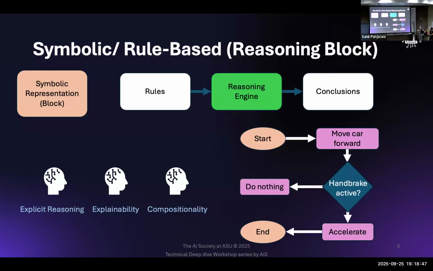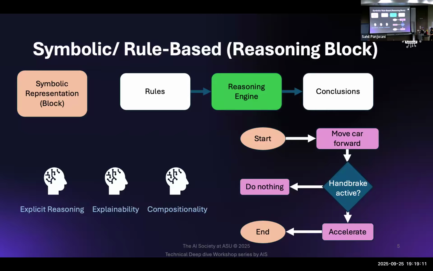So if you talk about the strengths of the model, actually, let's quickly go over this example over here to really reinforce that point. This is a graph of a moving car. So this diagram shows a very simple rule-based flow. If the handbrake is activated, then do nothing. If it's not, then accelerate. And that is how the logic is built.